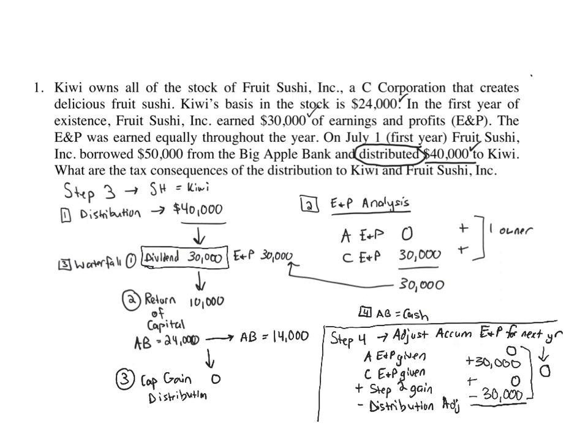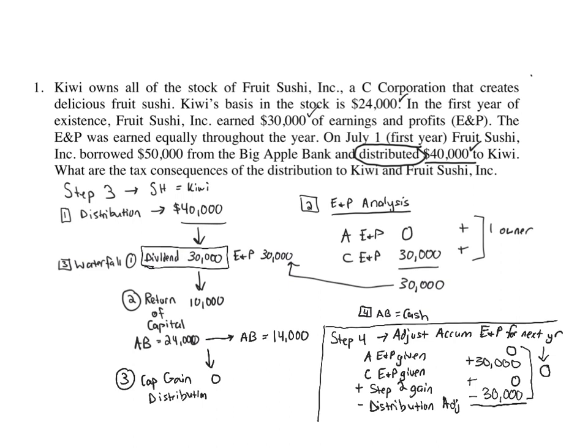Now remember that the distribution adjustment has a special rule. The special rule applies when you have property being distributed where the adjusted basis is greater than fair market value, which we have a cash distribution here, so that's not going to be the case. And that is problem 1.